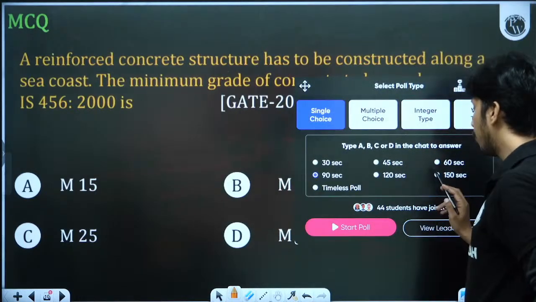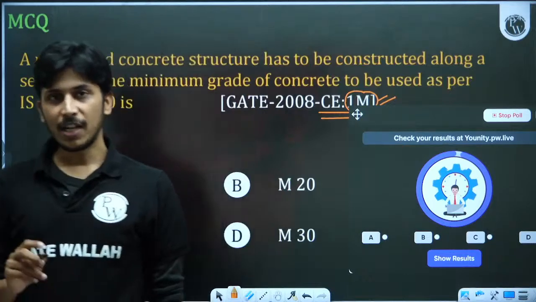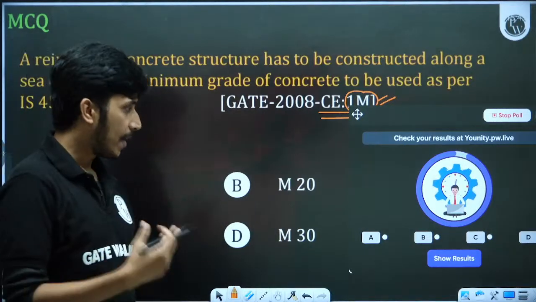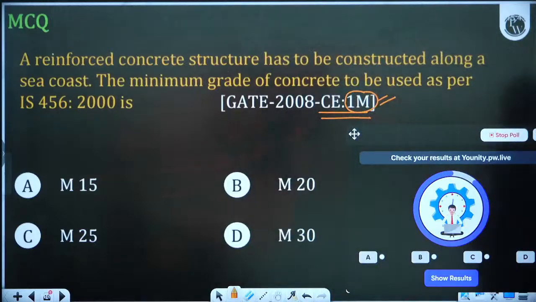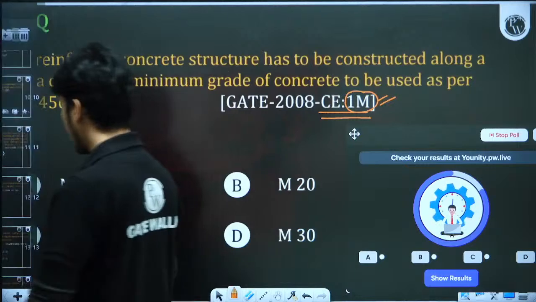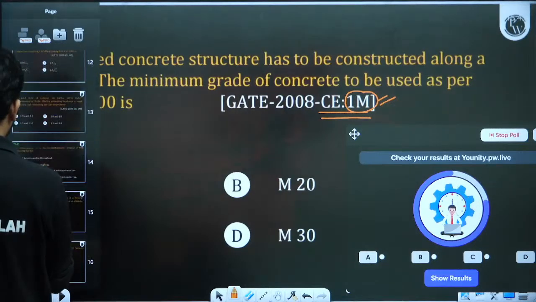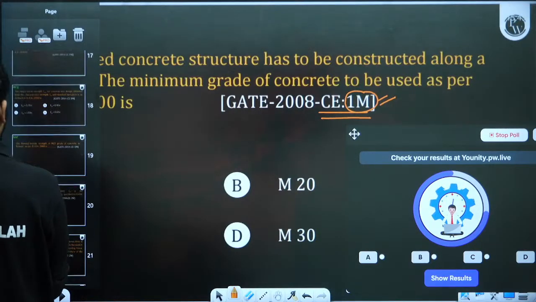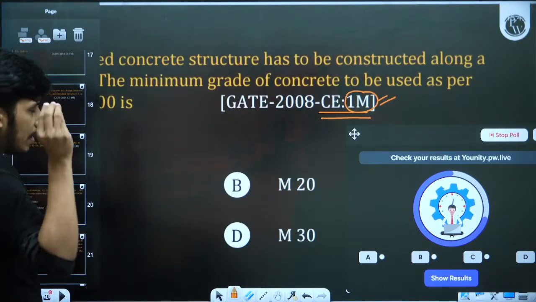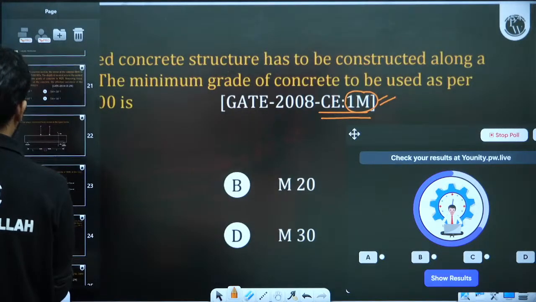Now I'm creating the poll for this. Give me the answer. Whatever number of students have commented, you have to comment again, because right now I have started the poll. In these types of questions, you have to do nothing. You just have to mug up the data. I have these 4 to 5 types of direct answer based questions. Here no theory is required, just data based or equation based questions. No calculation is required here.